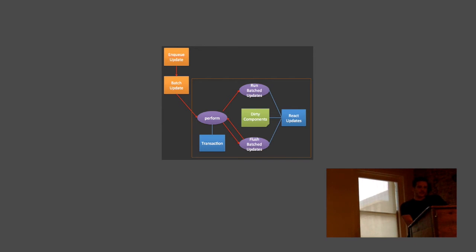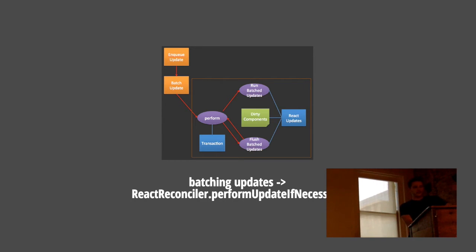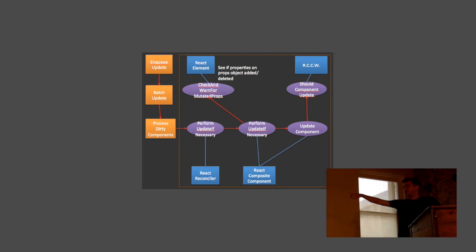So this batching updates is going to call React reconciler again, perform update if necessary. React starts with a pre-check to say perform update if necessary, but that's just a flow through to perform update if necessary on composite component again, and it starts by looking and checking for mutated props. That's not a diff on the values to see if they changed. It's literally looking at the keys on props to see if a key has been removed or if a key has been added. If that's the case, then React is actually going to try and do a force update for you.